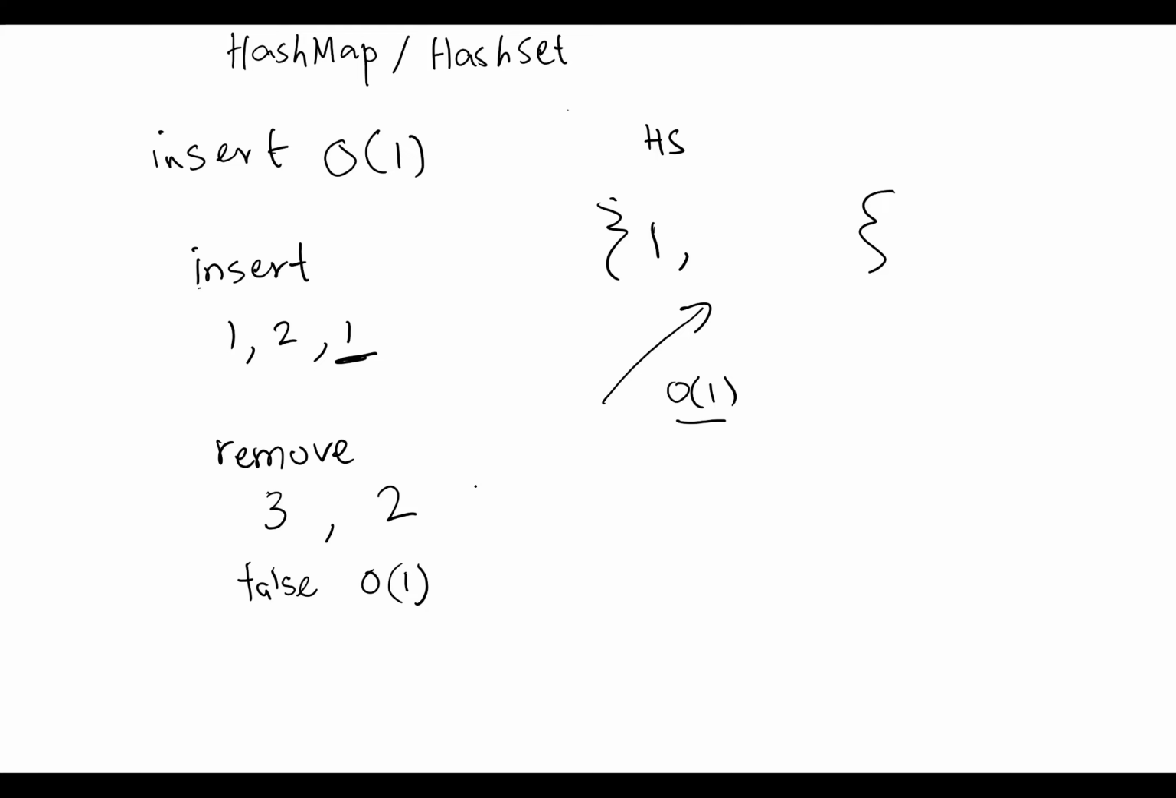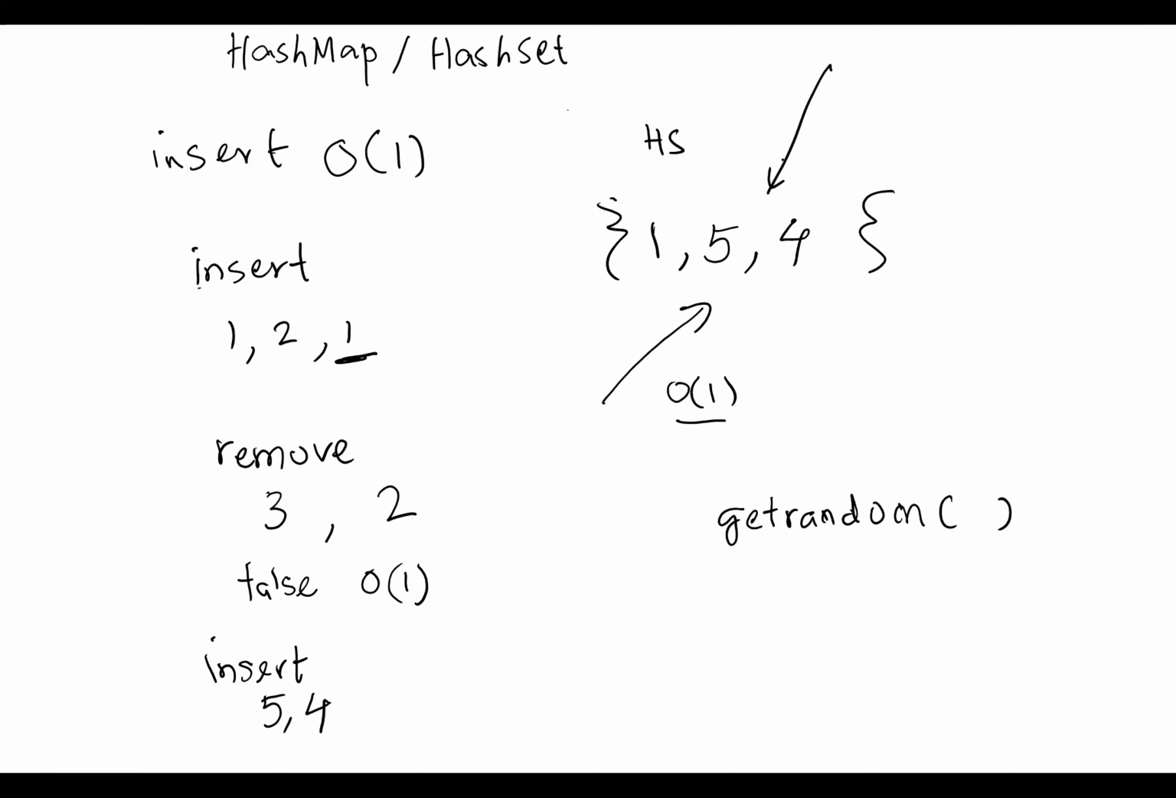Now the problem is, let's insert another two things, 4 and 5. So 5 and 4 are going to be here. Now, if we do get random, that actually becomes a problem, because we don't have any random access.